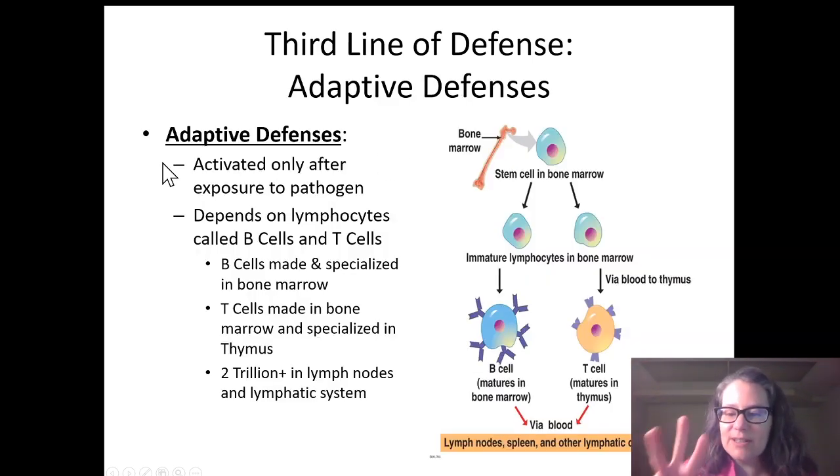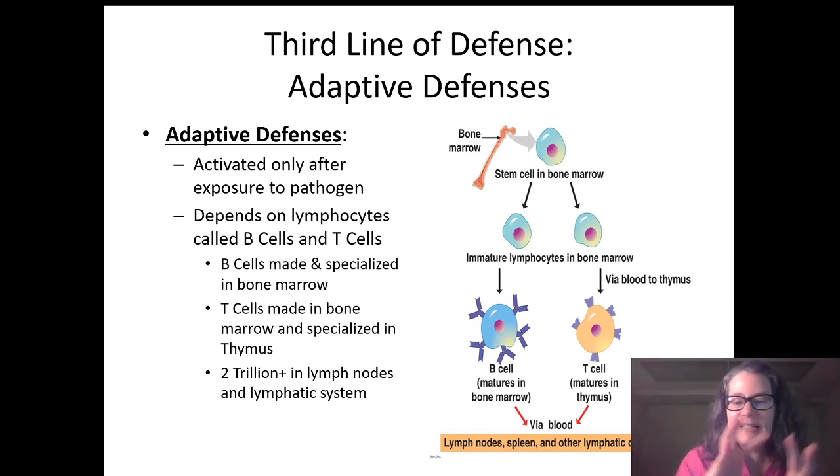Now, going to the third line of defense, the third line is your adaptive defense. So this is only activated when you have exposure to a particular pathogen. This means that this is tailor-made for you or very specific to you. If we had a classroom of people, depending on which viruses or bacteria or sicknesses you've seen in your life, your immune system adaptive defense could be quite different than your neighbor, right? The person sitting next to you. So this is very much specific to you and what you've seen in your life.